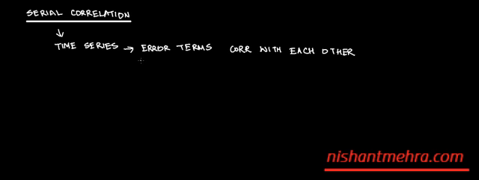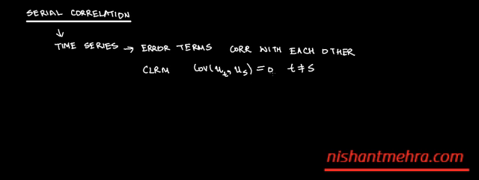So what have you assumed in the classical linear regression model assumptions? That is, covariance of ut, us is equal to 0 for t not equal to s. When there are two time periods t and s, then the covariance between them is equal to 0. There is no correlation between them for two time periods which are different from each other. It means that error terms are not correlated with each other.